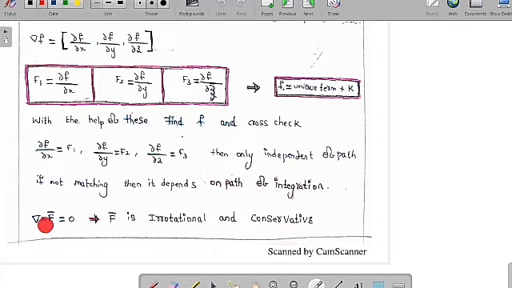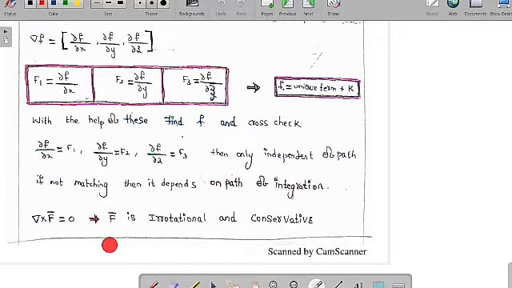Here, when f bar is the gradient of a scalar function, then only we can say that the curl of f bar is equal to 0, or we can say the closed work done in that conservative field will always be equal to 0. This is the meaning of that. So curl of f bar being 0 means this field has no curling, it is a conservative field, and the work done in a closed loop will always be equal to 0.